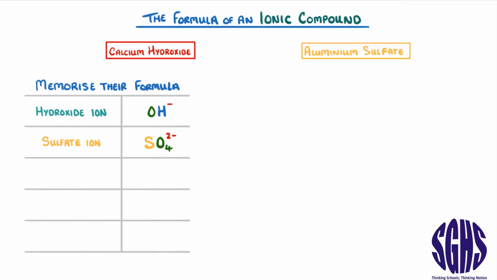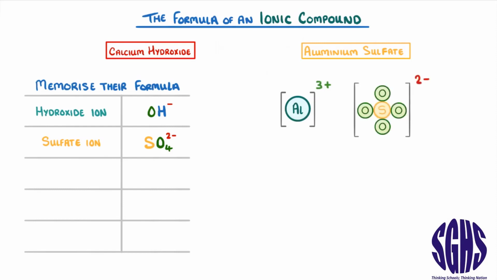For aluminium sulfate though, we have a 3+ aluminium ion, because aluminium is in group 3, and a 2- sulfate ion, which is a bit awkward, because we can't just increase the number of one of them to make the 2 charges balance. So here, we need to find the lowest multiple that 2 and 3 have in common, which would be 6.